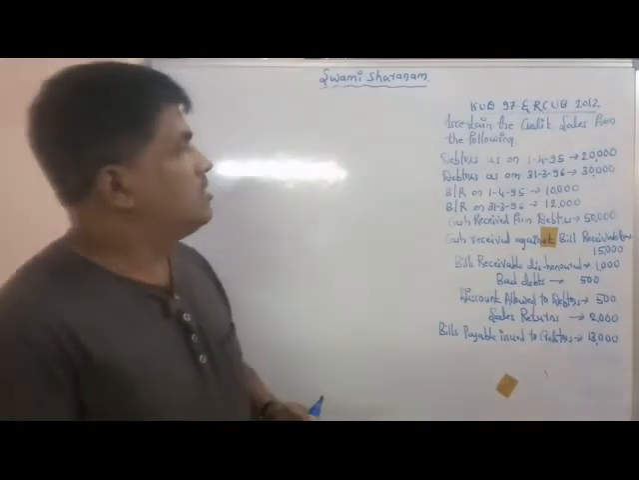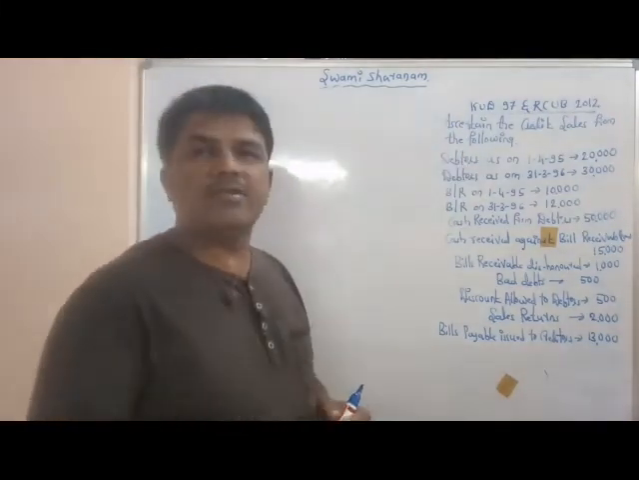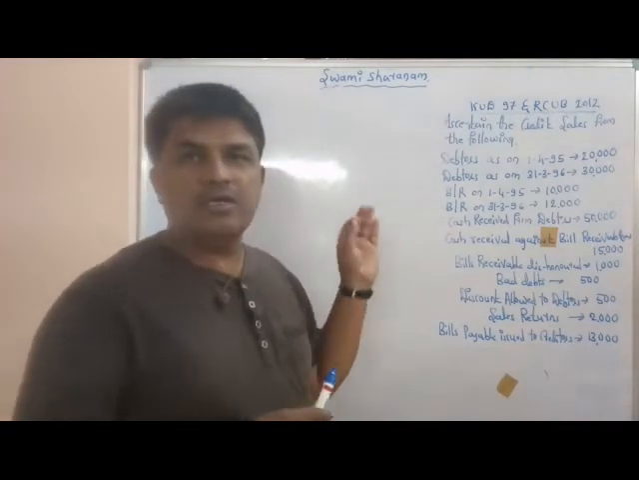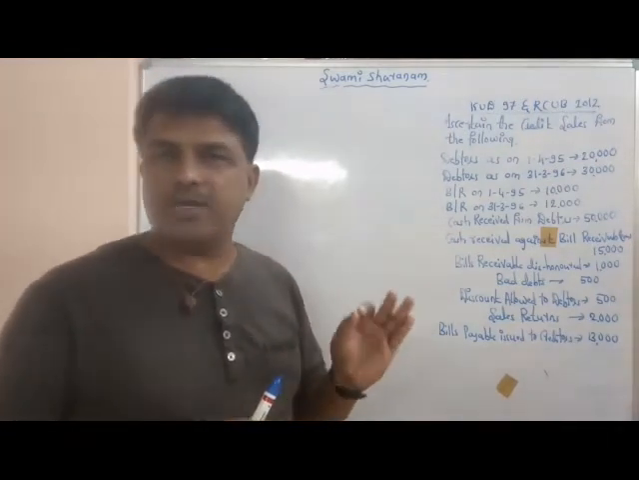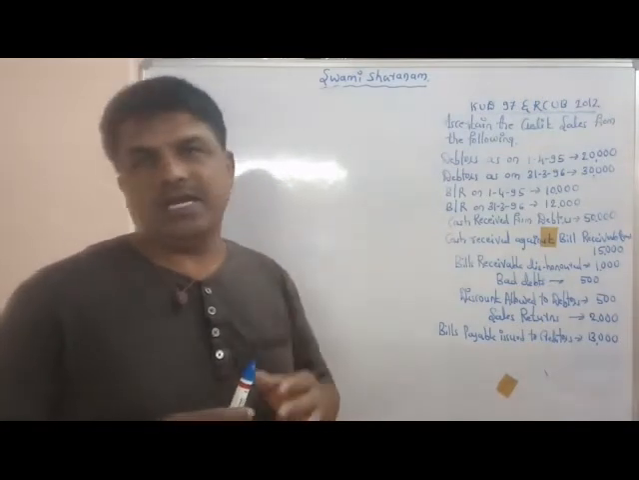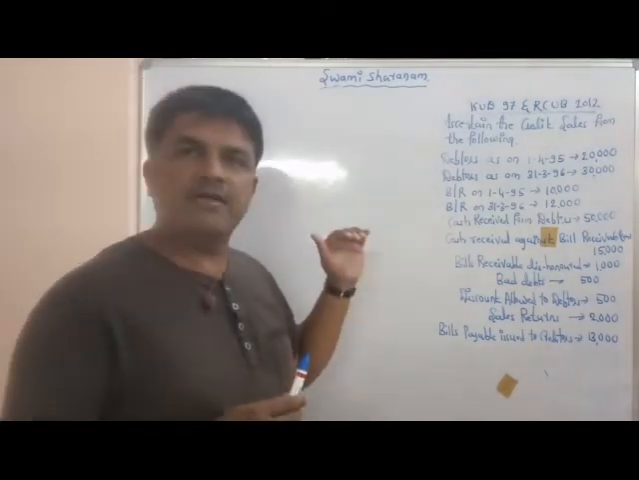First, ascertain the credit sales from the following. It means you have been asked to find out the credit sales. Usually, credit sales is ascertained by preparing the total debtors account. Okay, I will read the information.